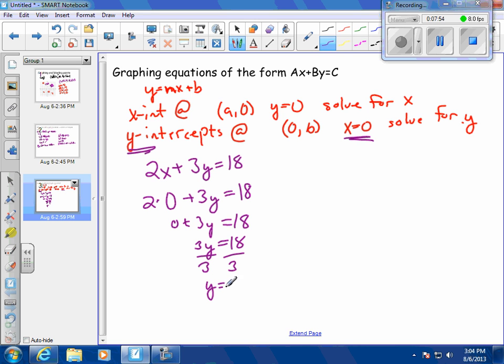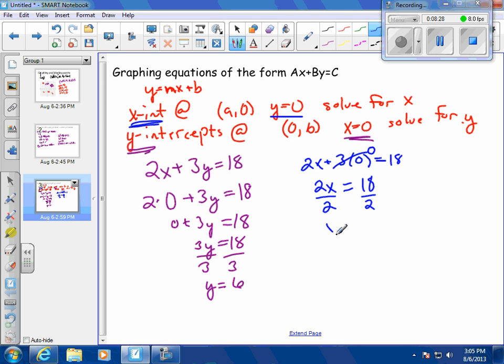Y equals 6. Then let's go ahead and solve for the x-intercepts in blue. X-intercepts, we set y equal to 0. So we're going to plug in zeros for y's. So I'll have 2x plus 3 times 0 equals 18. 2x plus 0, we're going to skip writing out 0 plus 3y like we did over here. So we'll just have 2x equals 18. We know that this is going to go to 0 there. We're going to divide by 2 on both sides, x equals 9.